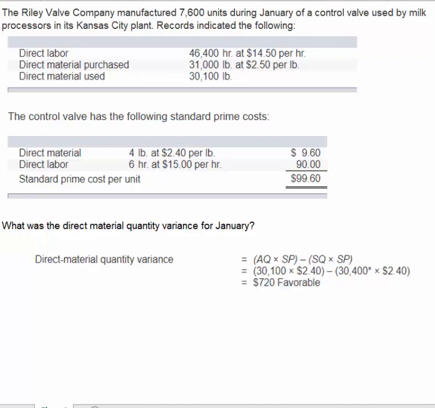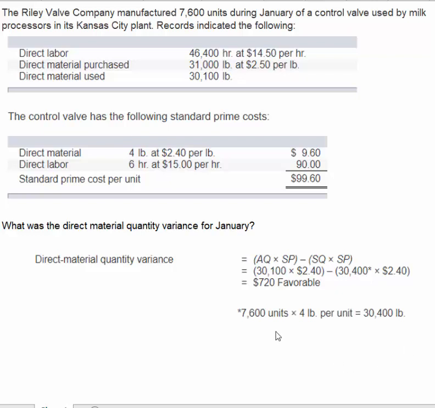All right, so now let's change the question to say, well, what was the direct material quantity variance? Well, with the quantity variance, we're comparing the difference between the quantities times the standard price. So we could take the quantity differences times the standard price, or you can do this long calculation, right? A little bit longer. Take the actual quantity times the standard price. That was 30,100. They told us that's what we used right there. The standard price is $2.40, and then compare that to the standard quantity that we were supposed to use times $2.40.